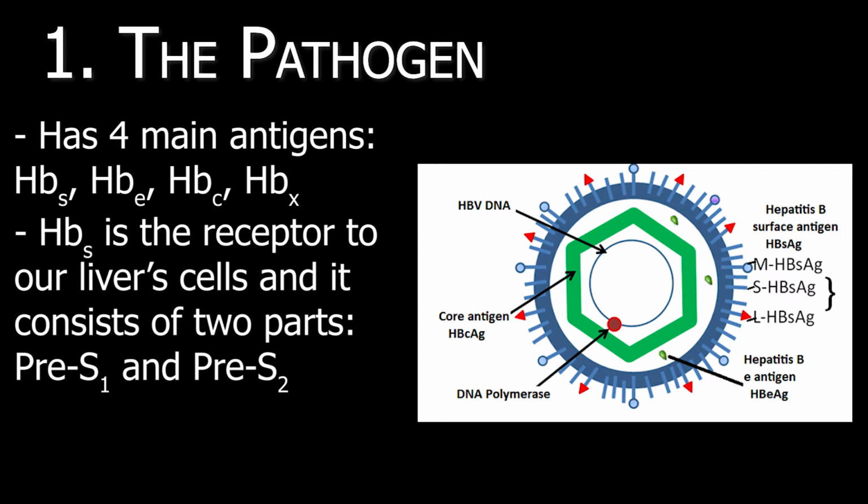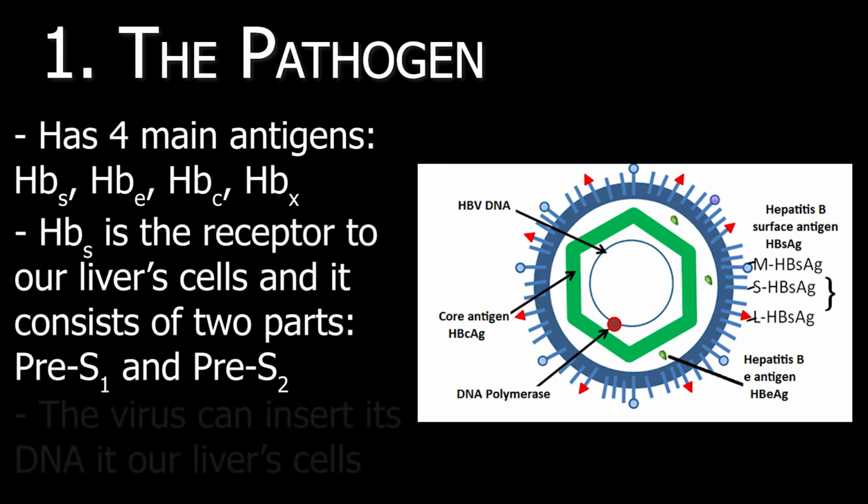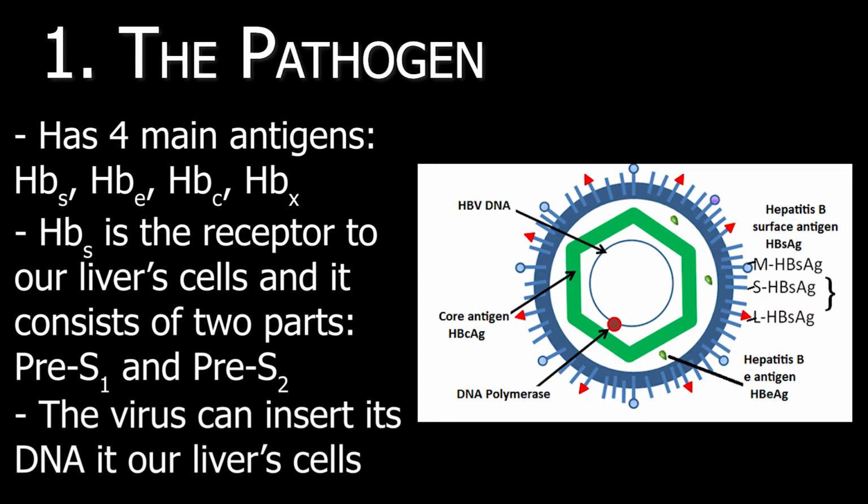HBs consists of 2 parts, pre-S1 and pre-S2. Pre-S2 is a receptor that binds with liver cells, and pre-S1 is a part of HBs antigen that we use for vaccination. Another idea that one needs to be aware of is that hepatitis B is a DNA-based virus. It's able to insert its DNA into our liver cells.